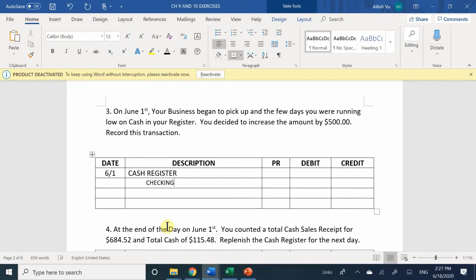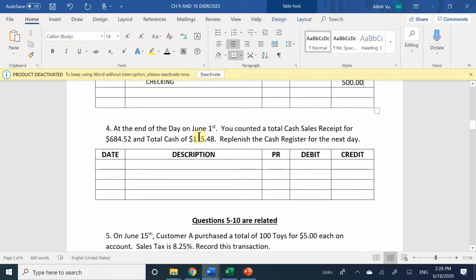It says you decided to increase the amount by 500. So we're increasing it by 500, yes. The total in the register is 800, but right now we need to increase the amount so we have a total of $800 in the cash register at all times, on top of the 300. Good.